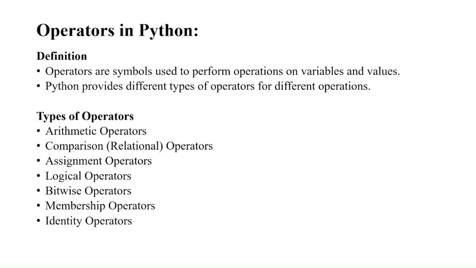Today we are discussing operators in Python. Operators are the symbols used to perform operations on variables and values. Python has different types of operators, and those are arithmetic operators, comparison operators, assignment operators, logical operators, bitwise operators, membership operators and identity operators. I will explain each operator clearly in the next slides.